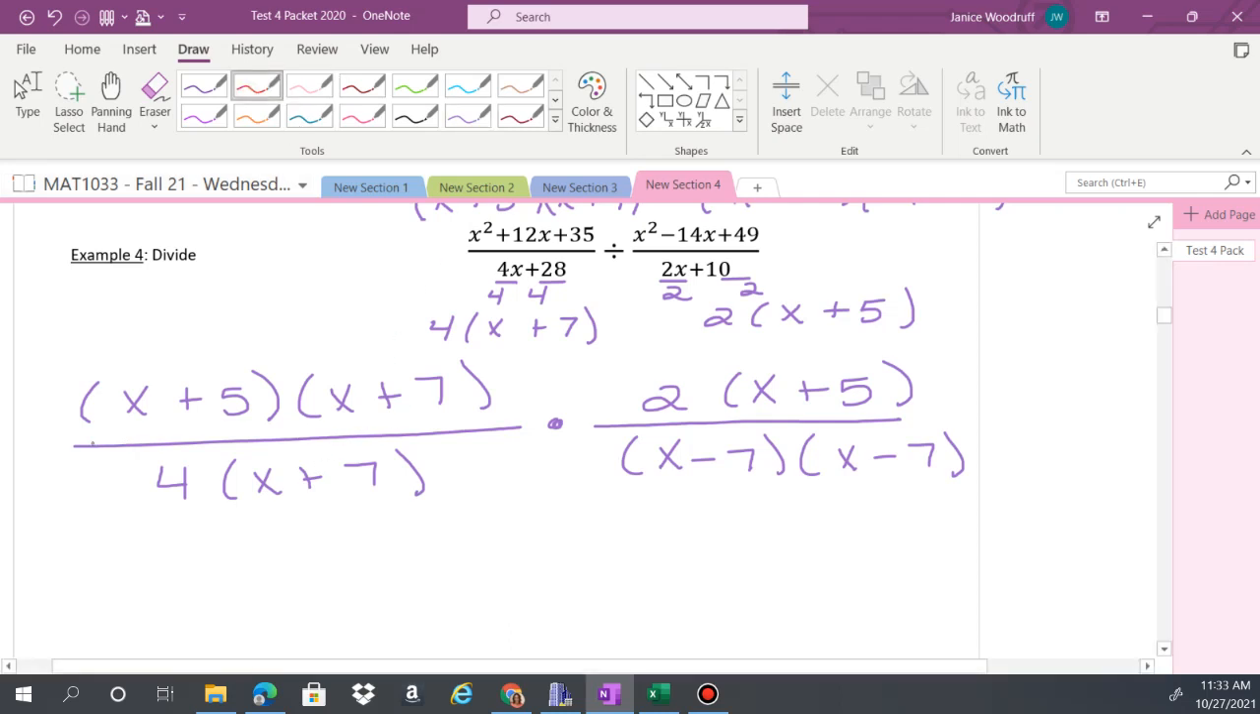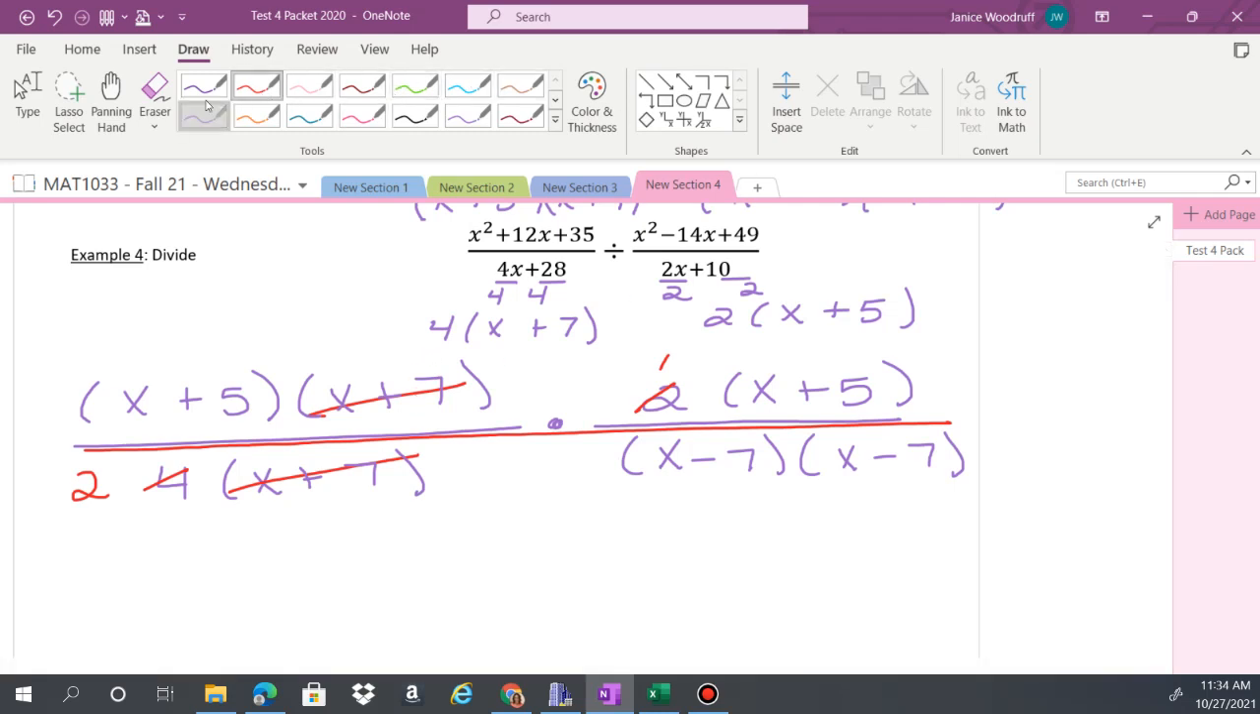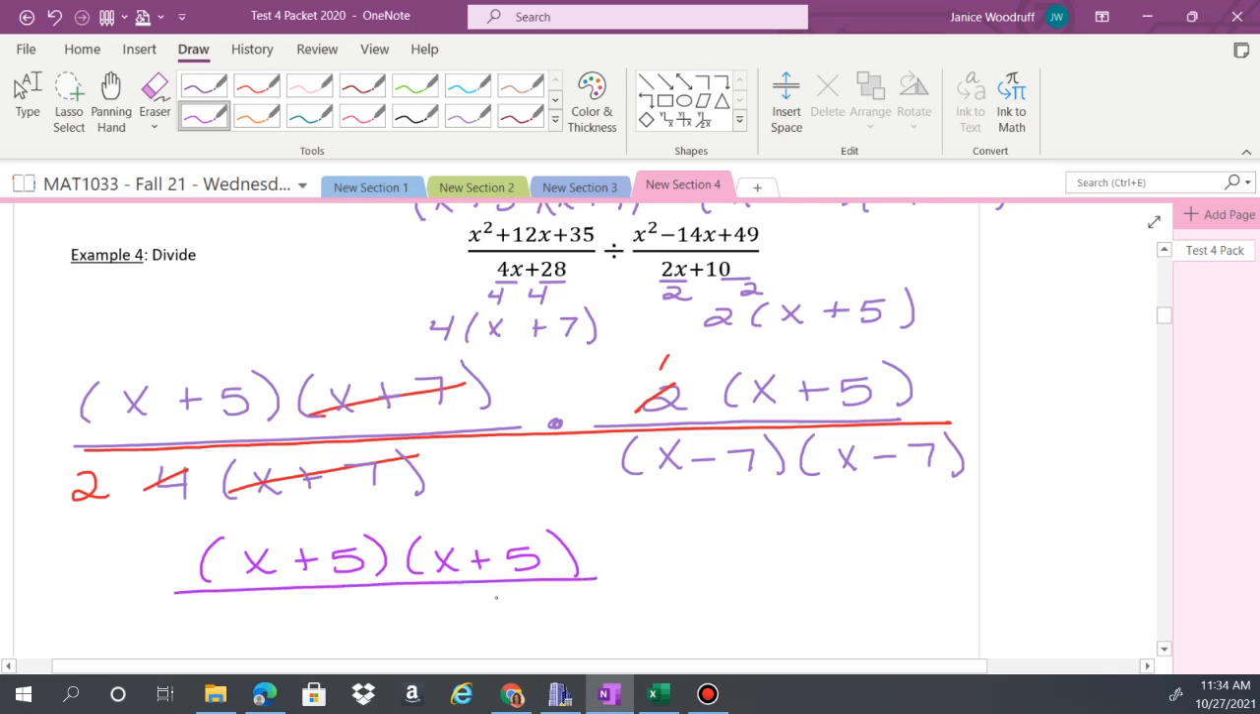So let's see what we can cancel. What can I cancel? I can do the x plus 7s because there's one on the top and one on the bottom. 2 and 4 would be 1 over 2. But since these are the same, but they're both on the top, those aren't going to cancel. So I'm really left with 1 and then x plus 5, x plus 5. And then on the bottom, I've got that 2. And then x minus 7, x minus 7.